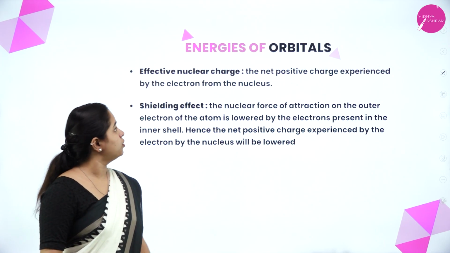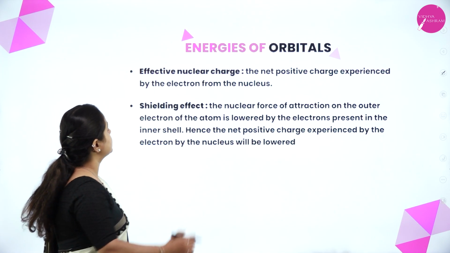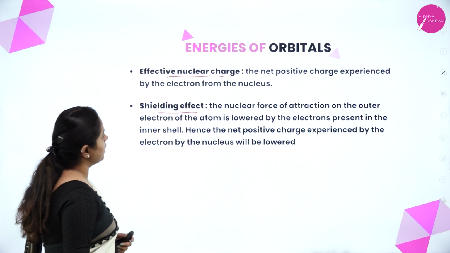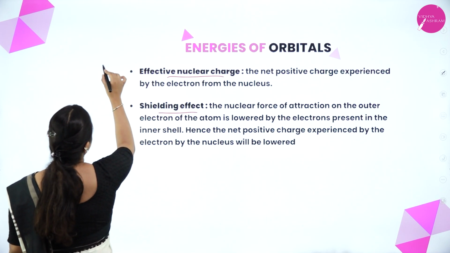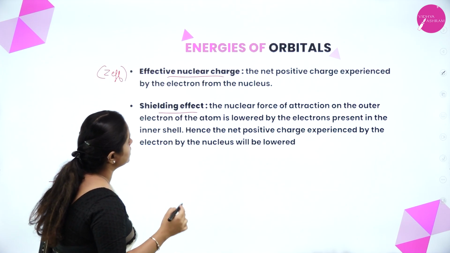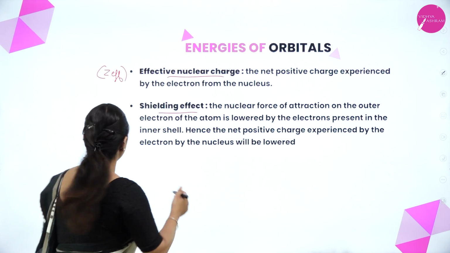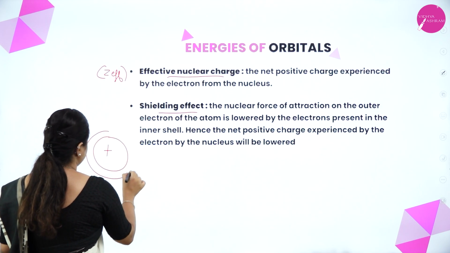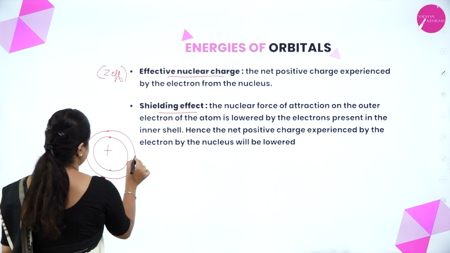Now moving on to the two important topics that you need to know, that is effective nuclear charge and shielding effect. So what is effective nuclear charge and shielding effect? Effective nuclear charge is represented by Z effective. It is the net positive charge experienced by the electron from the nucleus. So what do we know? There is a positively charged nucleus and there are different shells in which electrons will be present, right?